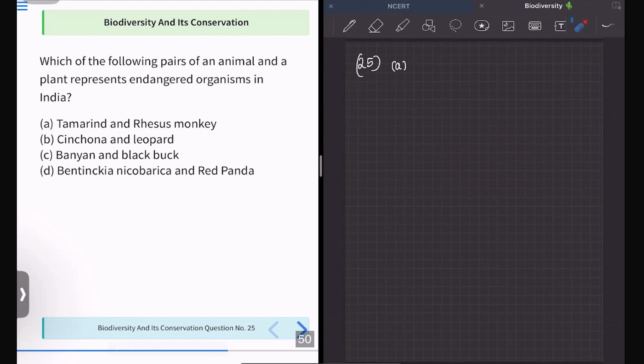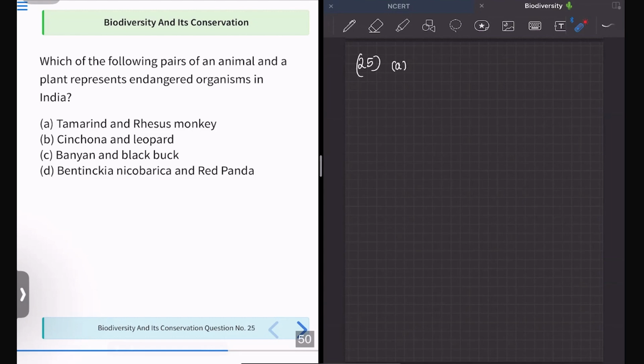Option C is saying the banyan tree. You have seen banyan trees at so many places while you travel. There might be a banyan tree near your house. So ultimately, what I'm trying to say is that in India we have so many banyan trees, and if there are so many, will that be endangered? Obviously, no. That is not true. So even option C cannot be the correct answer.